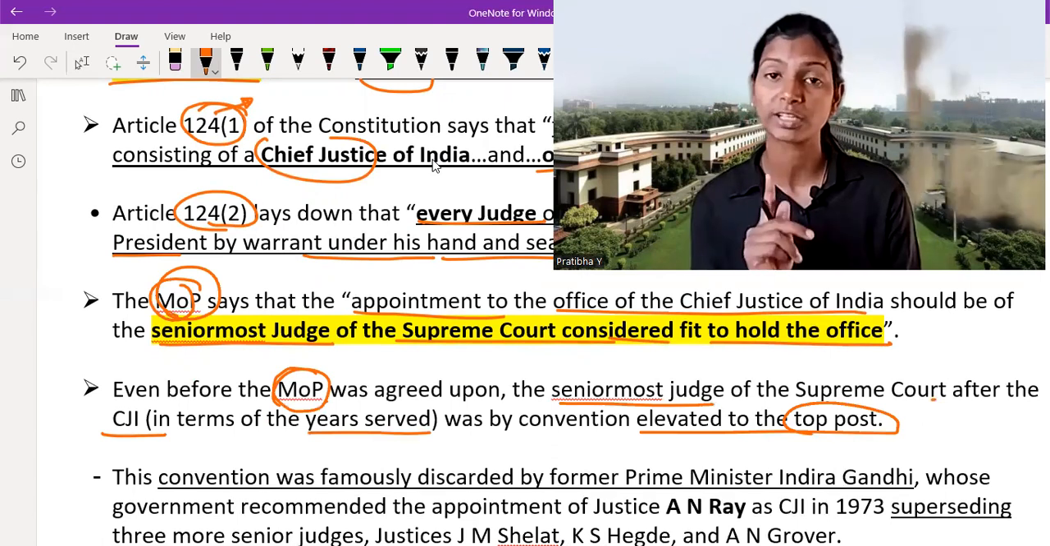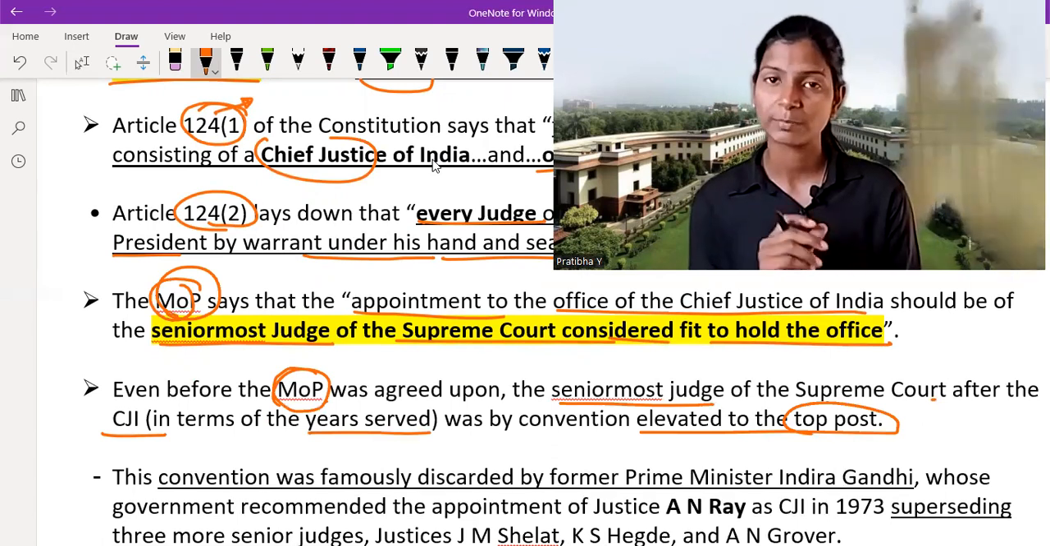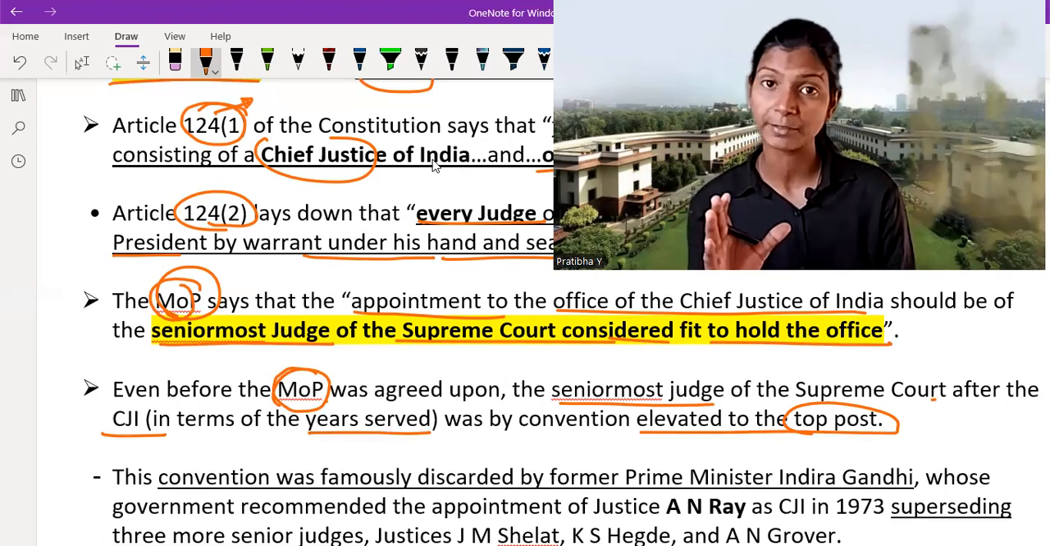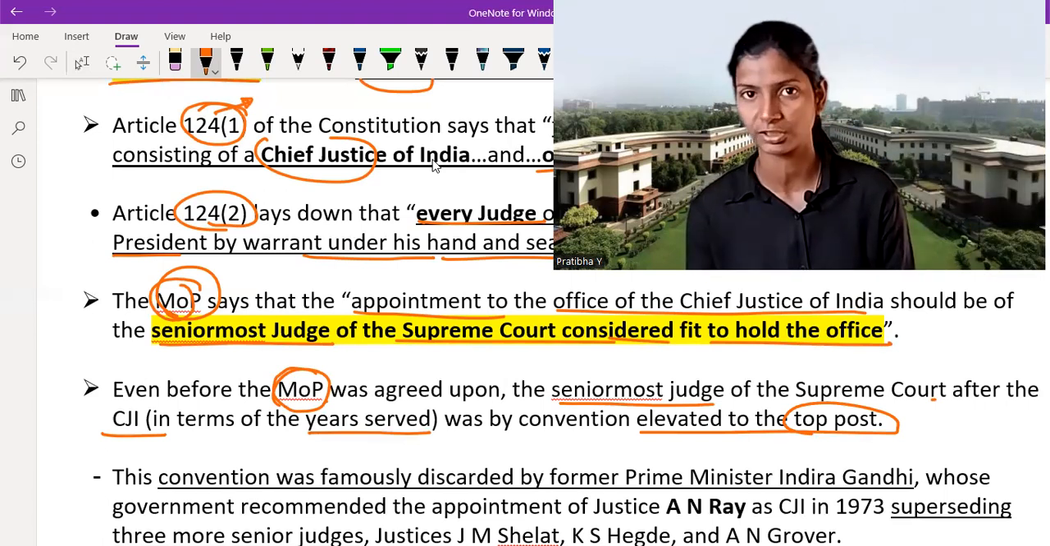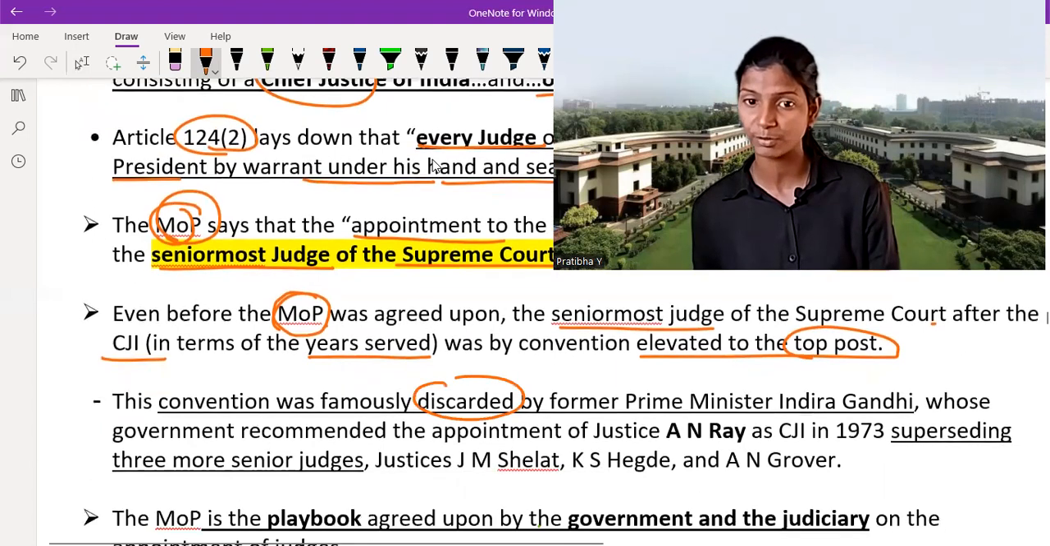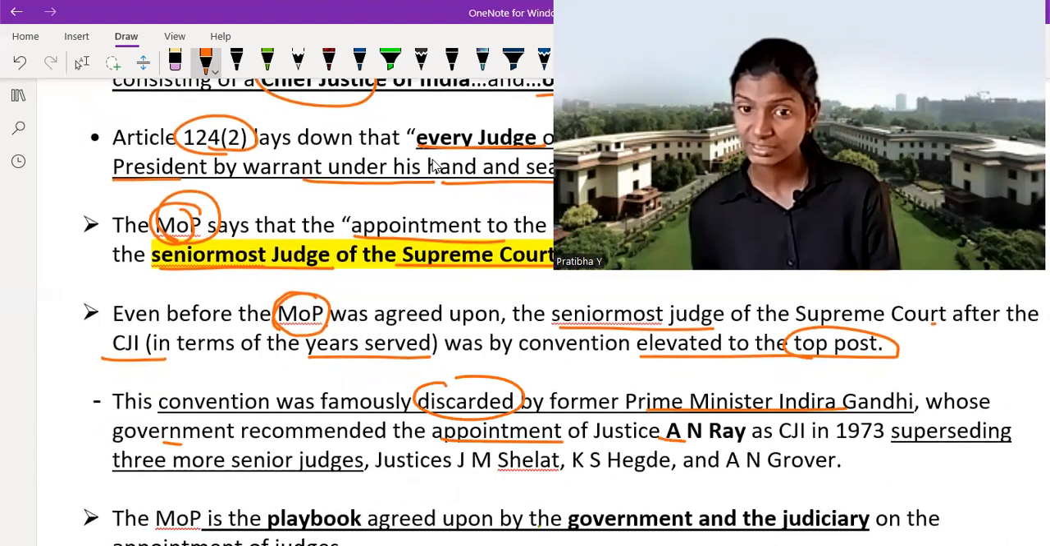But this rule was broken once in our history by Prime Minister Indira Gandhi, who elevated a judge to the top position by passing over the 3 senior most judges. This convention was famously discarded by the former Prime Minister Indira Gandhi, whose government recommended the appointment of Justice A.N. Ray as CJI, superseding the 3 senior most judges.